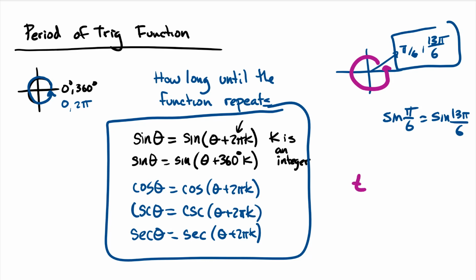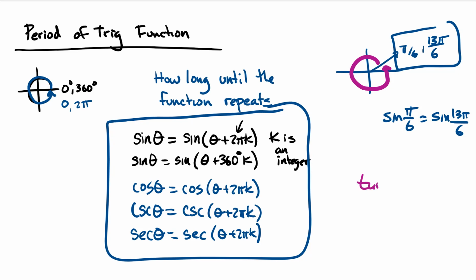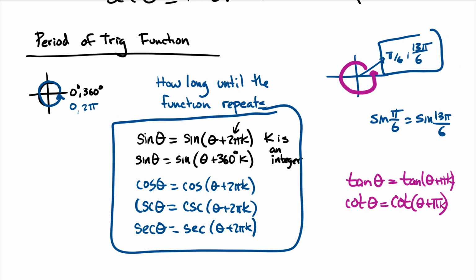Tangent and cotangent behave a little differently. It only takes pi for them to repeat. Or, I'm sorry, did I say pi? I meant 180 degrees. For right now, don't stress about that. Just have it down so you can answer your homework problems. It will pop up later when it will be important. But there's the period of your trig functions.